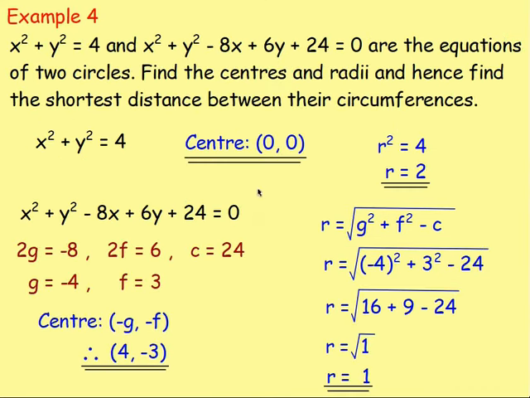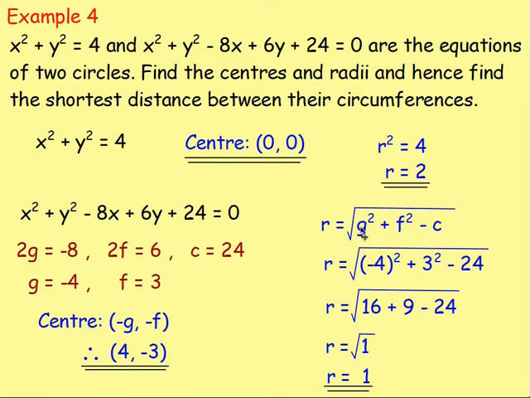Example 4 on this was, again, just 2 circles this time, and we had to find the shortest distance between their circumferences. Going through this, we just wrote down the centres. This was x² + y², so we knew the centre was (0, 0). This 4 was r², so r would be 2. This one, we had to write down 2g and 2f and c, so remember the coefficients of x and y, half them to get g and f, and the c was obviously the number on its own. Centre (-g, -f) would be 4 and -3.